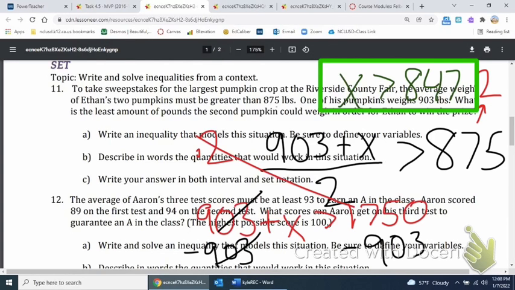Because remember, they asked what the second pumpkin would have to weigh in order to make the average over 875, and X was the second pumpkin. So this tells us that as long as the second pumpkin is bigger than 847 pounds, the entire average is going to be bigger than 875, because this is a solution to this inequality.